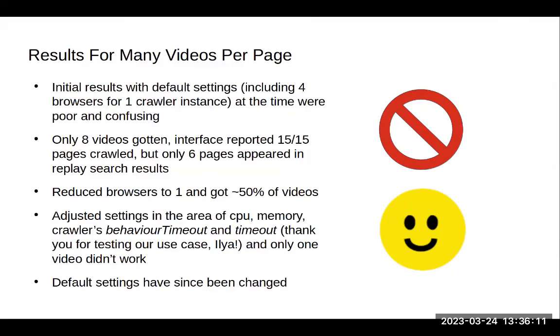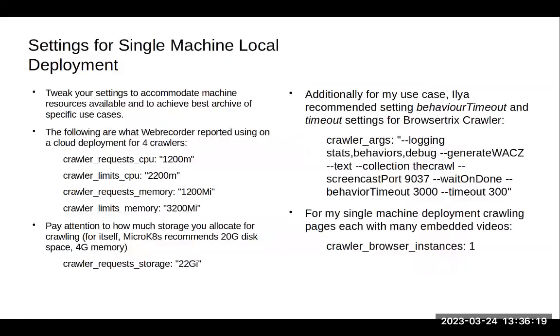And since I was testing these things, the default settings have been changed to better reflect local deployments and resources available. So, for completeness, I include here a slide with some of the suggested settings from Webrecorder for some of the crawler settings, and then you'll need to tweak the crawler request storage to what you have available and what you need. I list the behavior timeout and page timeout settings I used, which were 3,000 and 300 respectively, and then you can adjust the number of browsers you use per crawler with the crawler browser instances setting.